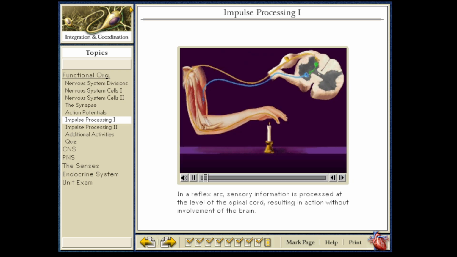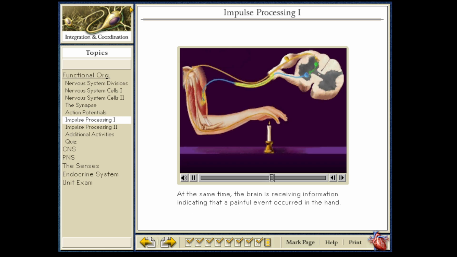In a reflex arc, sensory information is processed at the level of the spinal cord, resulting in action without involvement of the brain. For example, if one's fingers are burned by a candle, the hand that receives the painful stimulus is rapidly removed from the flame with a jerking motion.